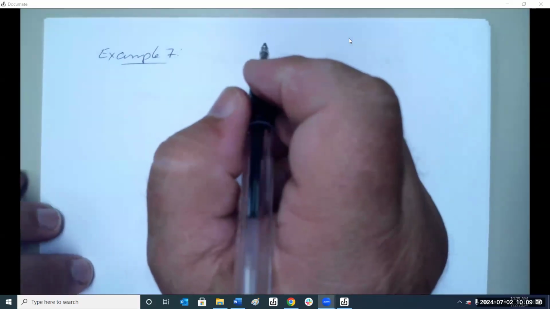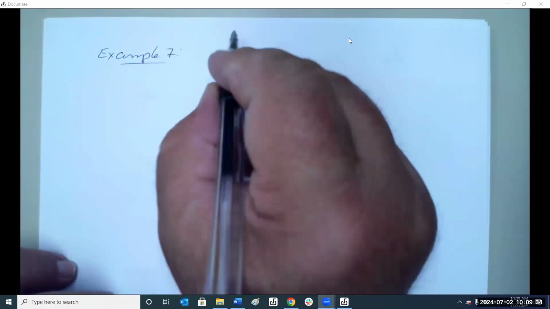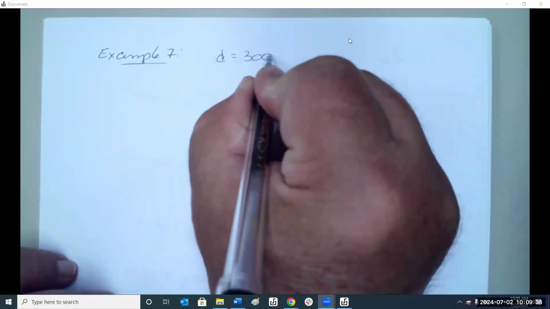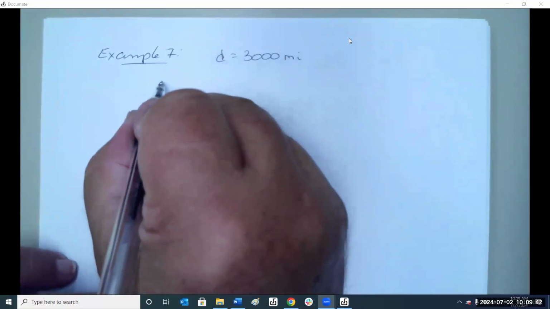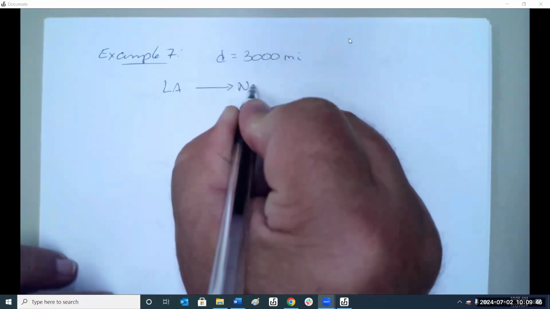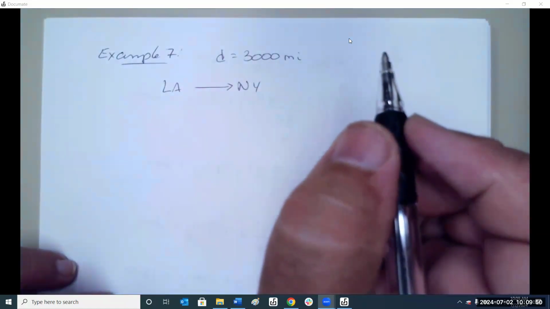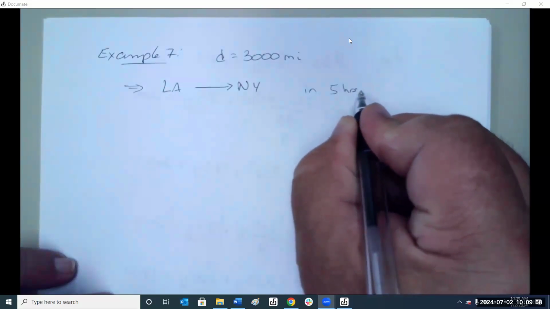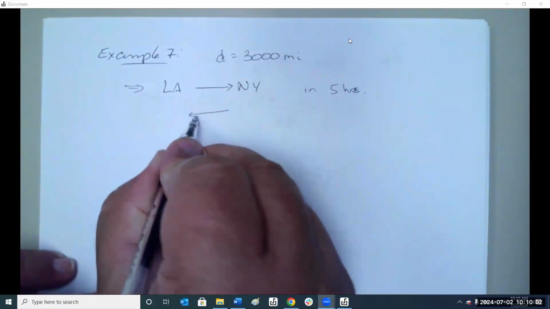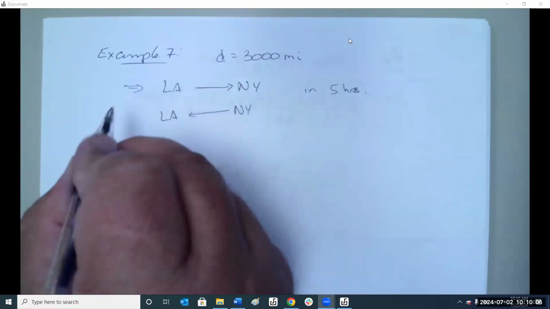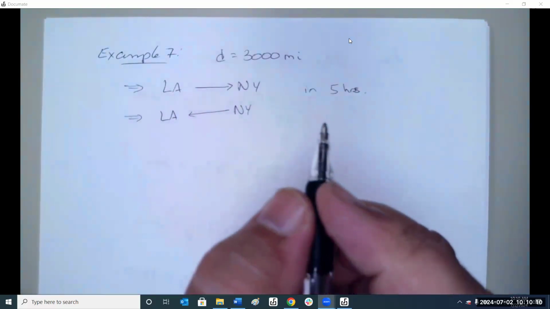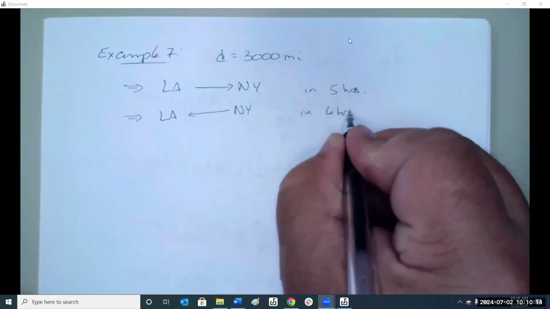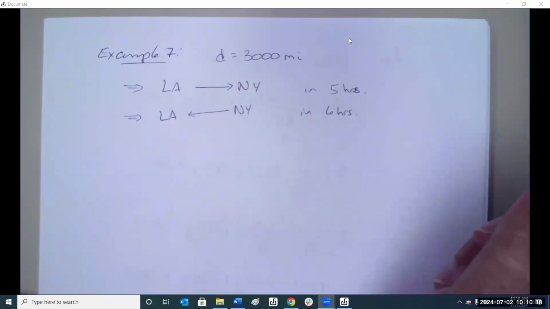Example 7. An airplane flies a 3,000 mile distance from Los Angeles to New York with a tailwind in 5 hours. The return trip from New York to Los Angeles against the wind takes 6 hours. Find the speed of the airplane in still air.